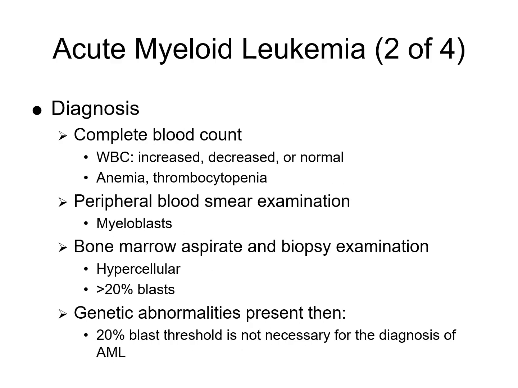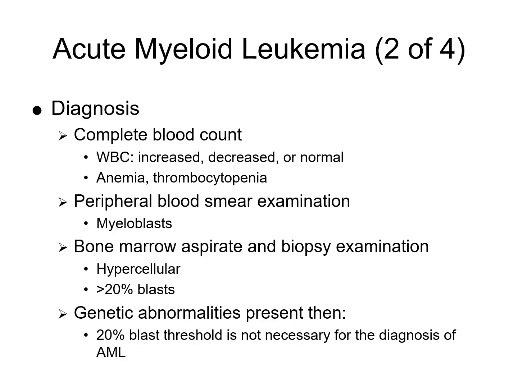For diagnosis of acute myeloid leukemia, we would do a whole bunch of different types of tests, one of them being a CBC, or a complete blood count. Within that CBC, we would do a white blood cell count, and this could be increased, decreased, or normal, depending on the disease stage and the subtype.